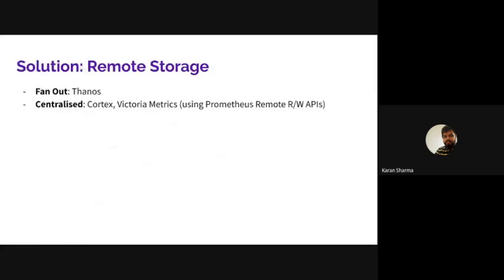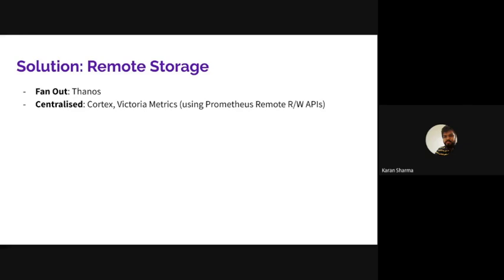So now let's talk about remote storage. Basically, there are two methodologies you can use for remote storage. One is the fan out, and one is the centralized. I just want to make something clear: Thanos doesn't use the Prometheus remote write API. It uses its own sidecar mechanism. But Cortex and VictoriaMetrics both use the Prometheus remote write API.